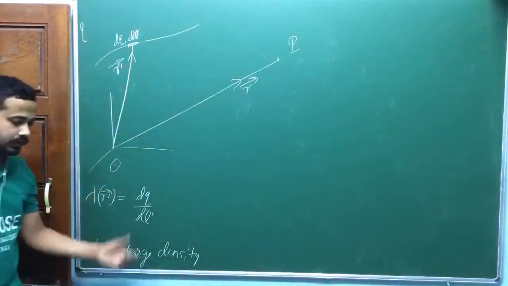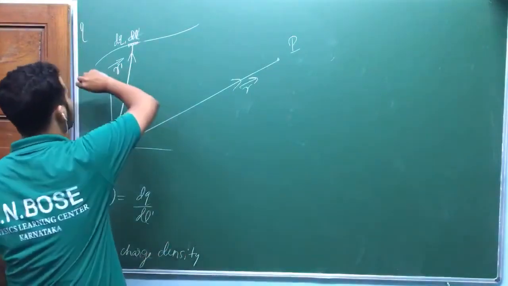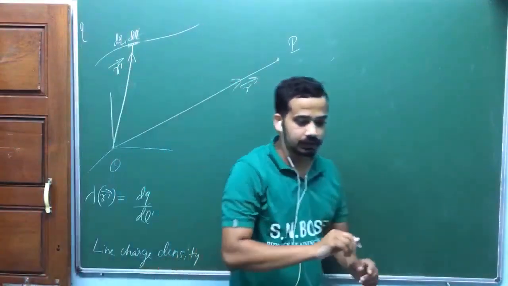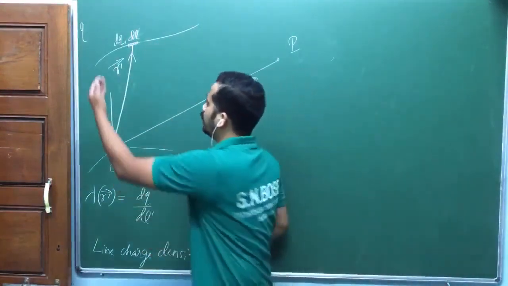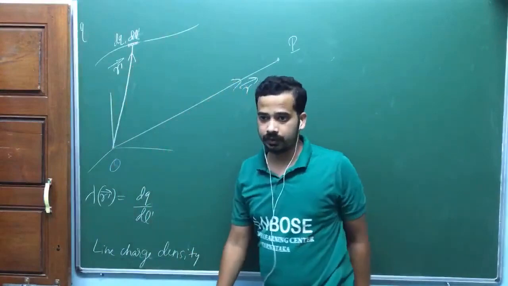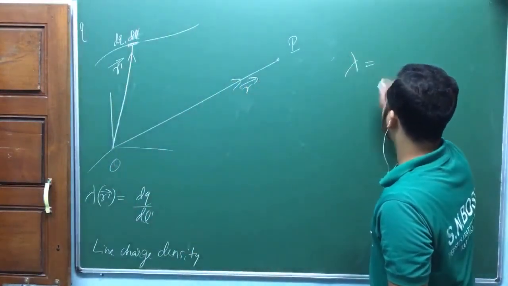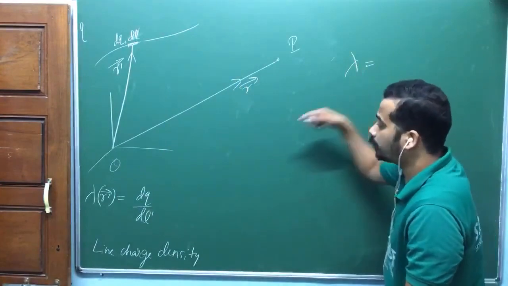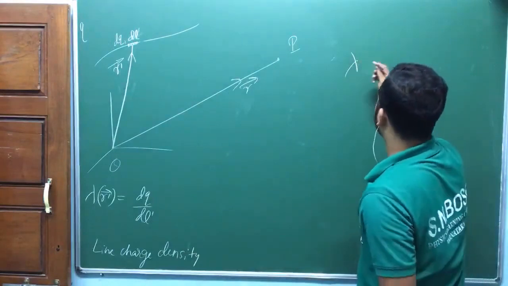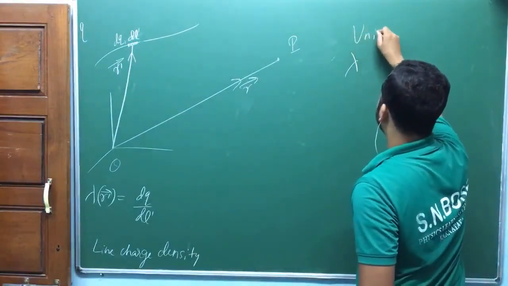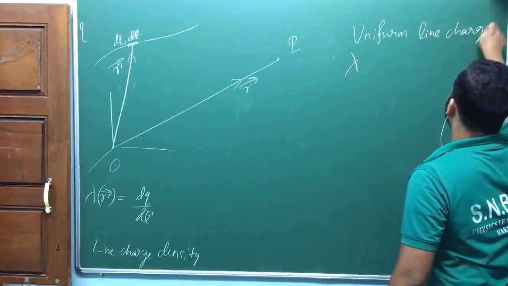So this is how you define line charge density. In special cases, that line charge density may be uniform. The charges may be uniformly distributed over the wire, so that charge per unit length is the same at all points. In that case, the line charge density will not be a function of r prime, it will be a constant. This is a uniform line charge density.